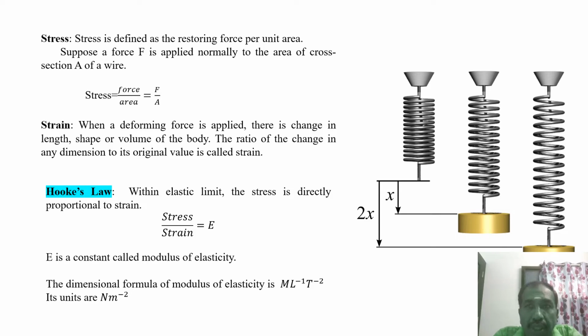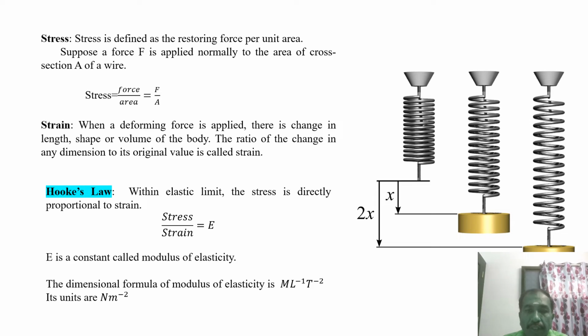Hooke observed that within the elastic limit, the stress is directly proportional to the strain. As the stress increases, the change in dimension also increases within the elastic limit. Therefore, stress is proportional to strain, and stress by strain is equal to a constant. The constant is defined as E, which is called the modulus of elasticity.